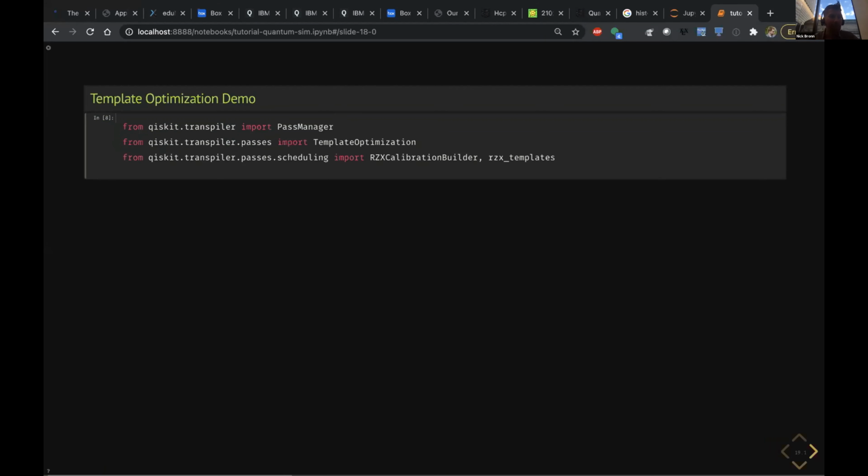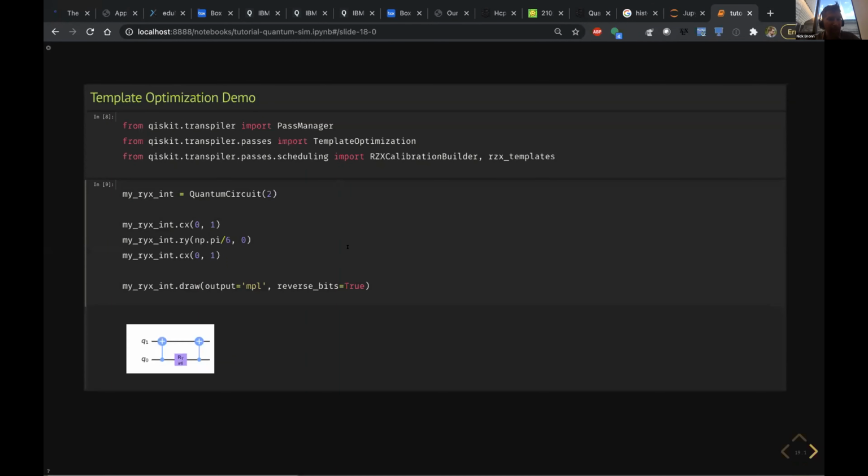So I have a little demo. I'm going to import the pass manager, which manages each one of these steps, template optimization, and my builders I just mentioned. And so what I'm going to do here is look at, let's say, a YX interaction to an angle of pi over 6. I know this is similar to the work we did. So I've essentially created a quantum circuit with 2 qubits. I'm going to do a CNOT, a pi over 6 rotation, CNOT, and I know that's a YX rotation of pi over 6. And this is implemented with 2 CNOTs.